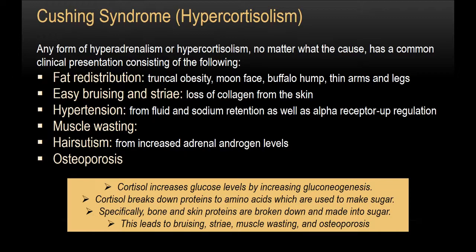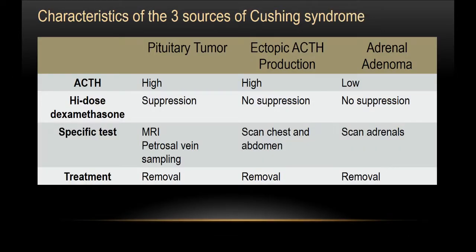Too much cortisol can result from three conditions. Either you have a pituitary tumor that's secreting too much ACTH. What's the ACTH? Adrenocorticotropic hormone. It's the hormone that comes out of the anterior pituitary to stimulate the adrenal cortex to release cortisol. If you have a pituitary tumor, it's going to secrete too much ACTH. This will lead to too much cortisol.